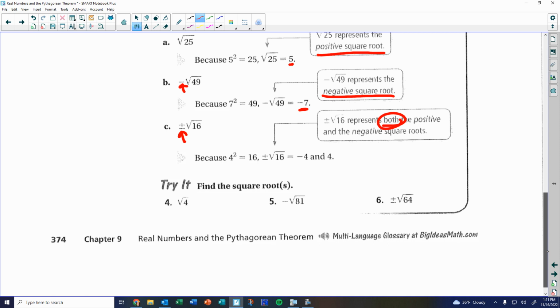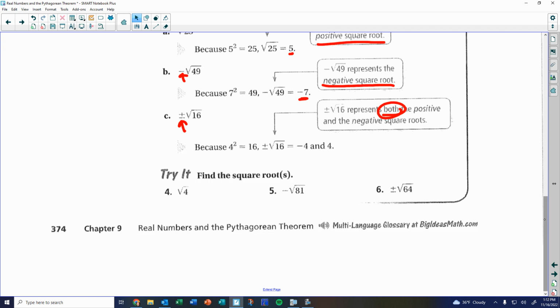All right? So they ask you for the square root of 4. What's the answer here? Not 16. Yeah, 2. Positive square root, right? 2. What about the negative square root of 81? Negative 9. Yeah, this is negative 9. That's for the negative root. Negative 9 times negative 9 gives you 81.